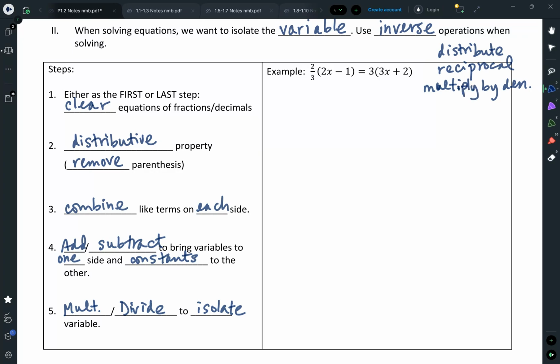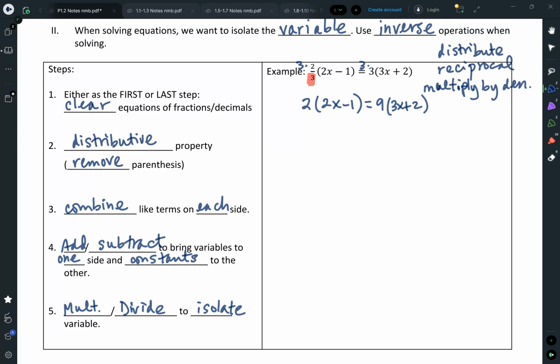Multiply by the denominator. My denominator here is the 3, so I'm going to multiply both sides by 3. So 3 times 2/3, 3 times 3. If I multiply 3 times 2/3, now I just have 2. On the left-hand side, I have 2 times 2x minus 1. On the right-hand side, 3 times 3 is 9, so 9 times 3x plus 2.